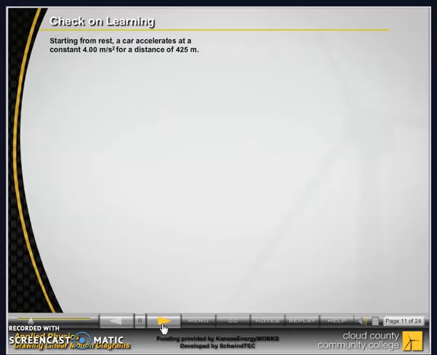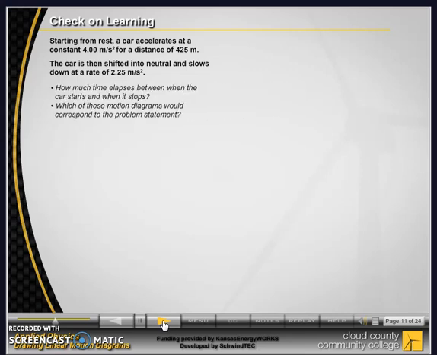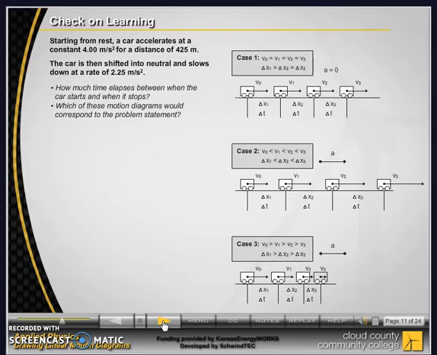Starting from rest, a car accelerates at a constant 4 meters per second squared for a distance of 425 meters. The car is then shifted into neutral and slows down at a rate of 2.25 meters per second squared. How much time elapses between when the car starts and when it stops? Which of these motion diagrams would correspond to the problem statement?